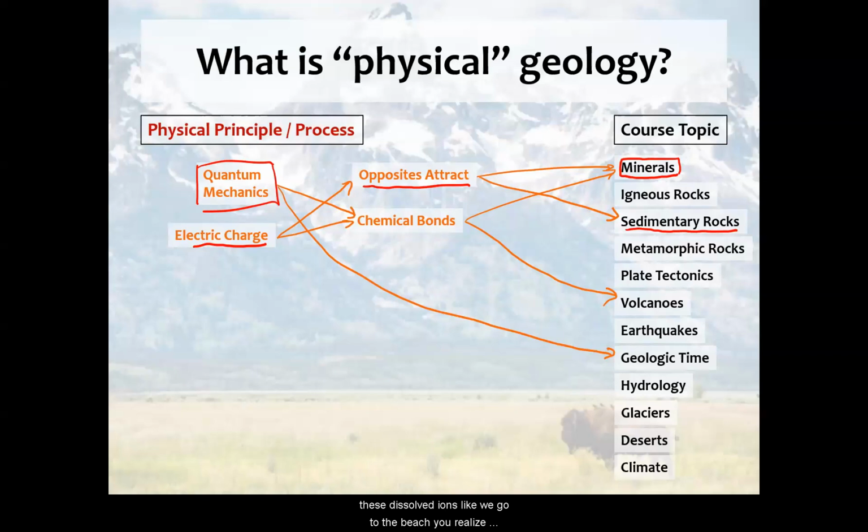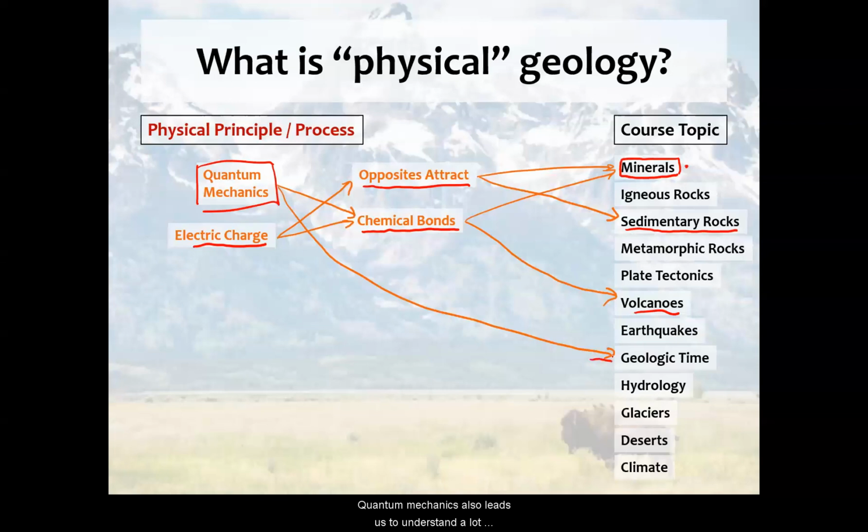So you've got these dissolved ions, like when you go to the beach, you realize that the ocean is salty. Those salts can precipitate as new minerals because the ions that make up those dissolved salts attract to one another. A combination of electric charge and learning about quantum mechanics, which we're really not going to do in here, except to understand that it really underlies the formation of chemical bonds, the way that atoms connect to one another. So that's definitely going to affect how minerals form. And it's also going to affect the properties of volcanoes based on the minerals and the composition of atoms that make up the liquid rock, the magma that's feeding those volcanoes.